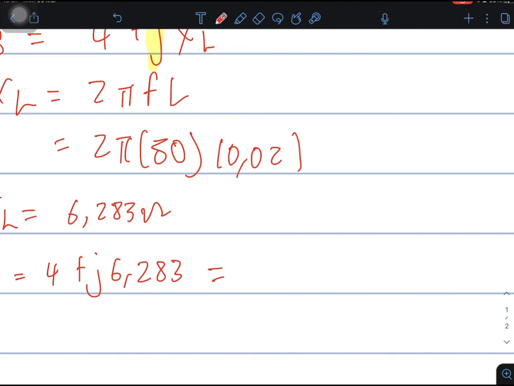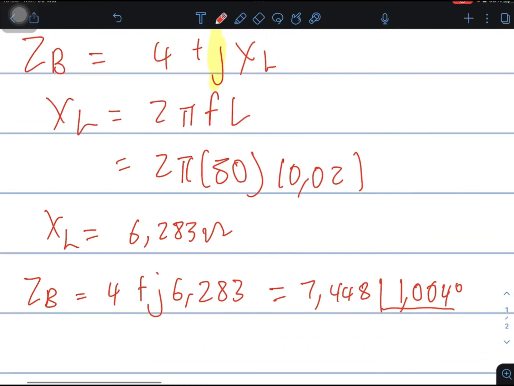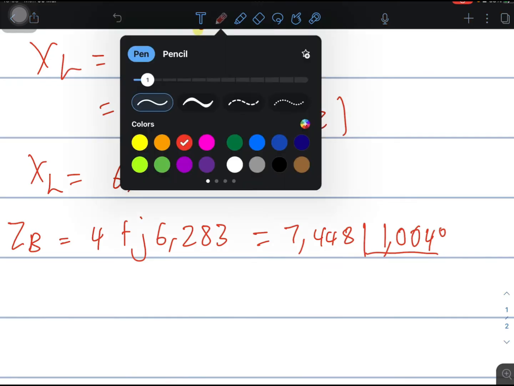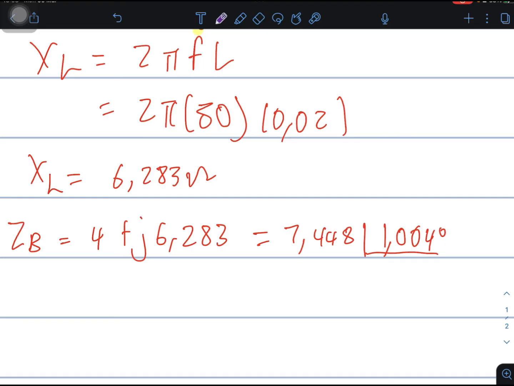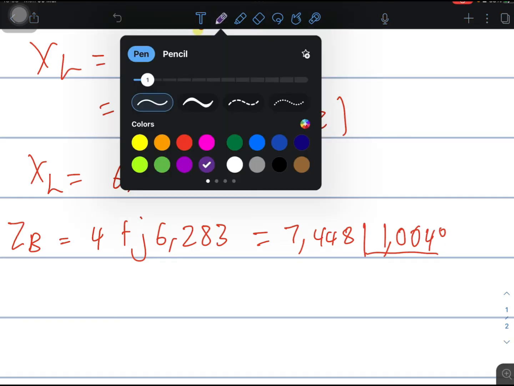To do that, you use your calculator mode. 4 plus j6.283, then convert to polar. We get 7.448, and our angle is 1.004 degrees. Fine, then we have calculated ZB and put it in polar. Let us find ZC.